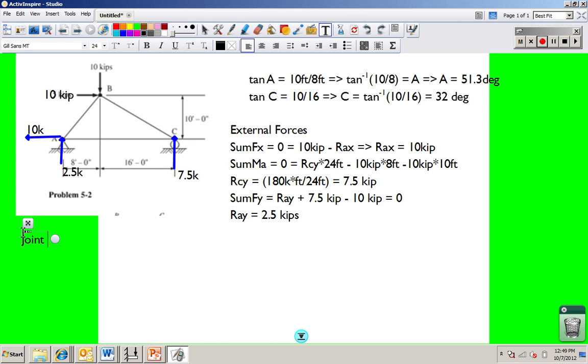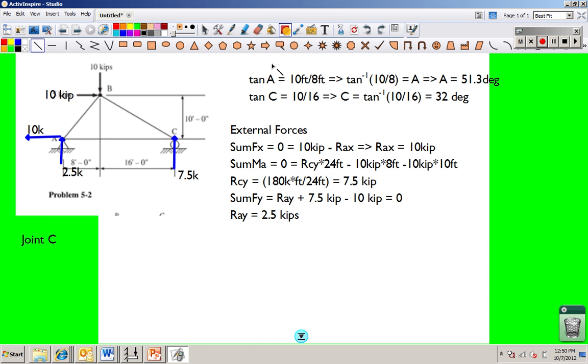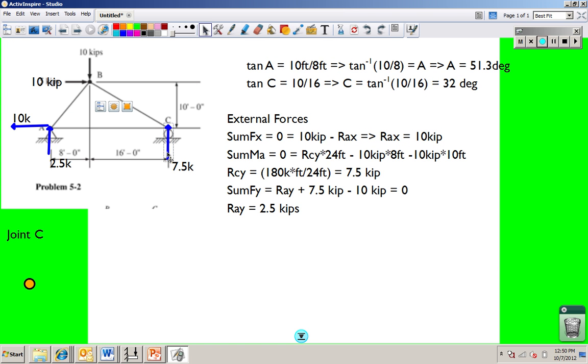Okay, so joint C. I'm also going to draw joint C for you, just in a simple way. And then, we've got to draw FBC and FAC.